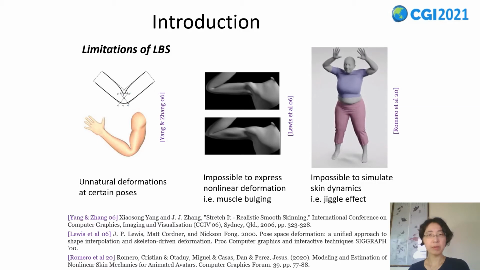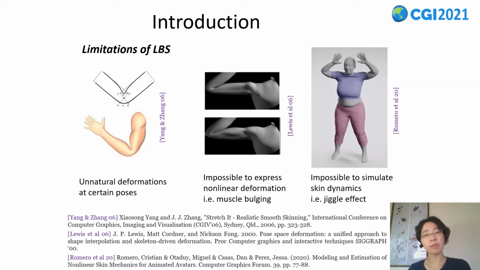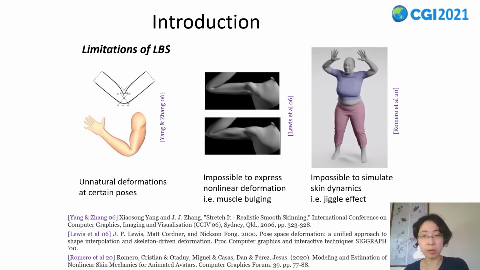Although LBS is still a golden rule which is practiced in many different places, it has several limitations such as unnatural deformations at certain poses, including the candy wrapper effect or volume shrinking effect, its impossibility to express nonlinear deformations such as muscle bulging, and finally, and most importantly to our work, its impossibility to simulate skin dynamics such as the jiggling effect.